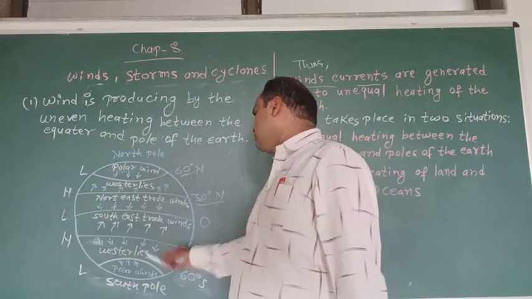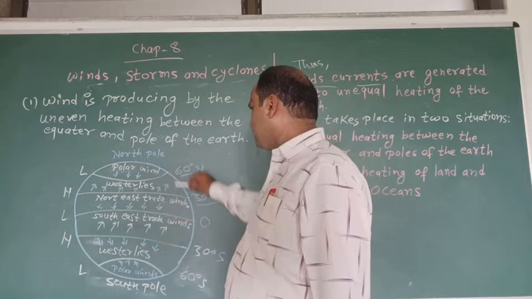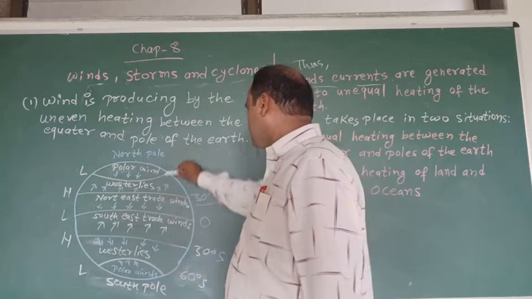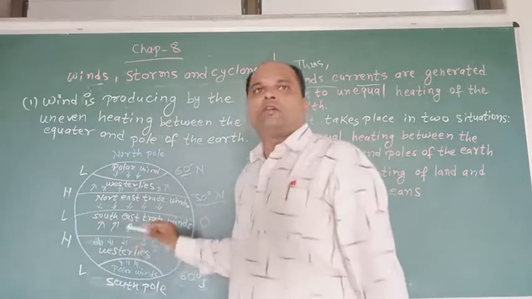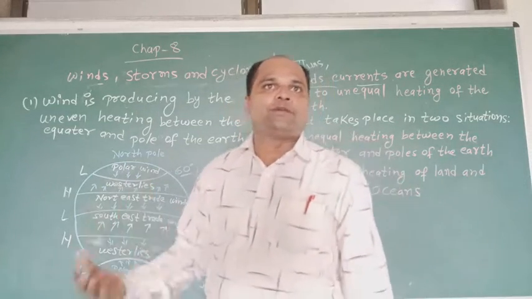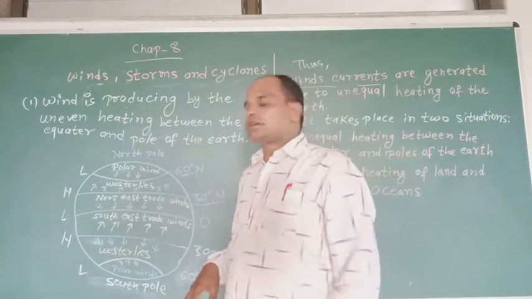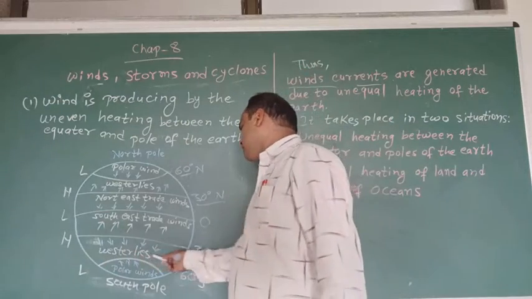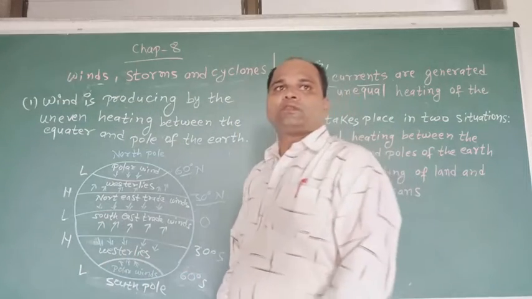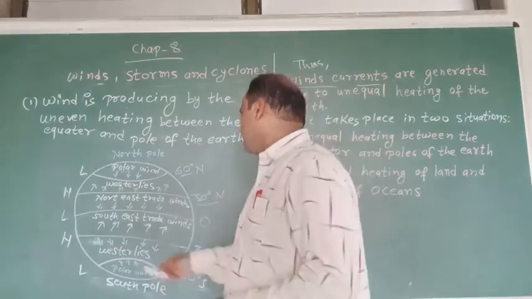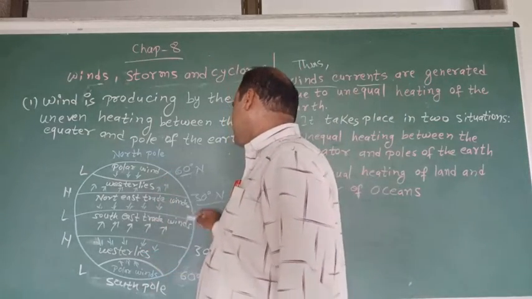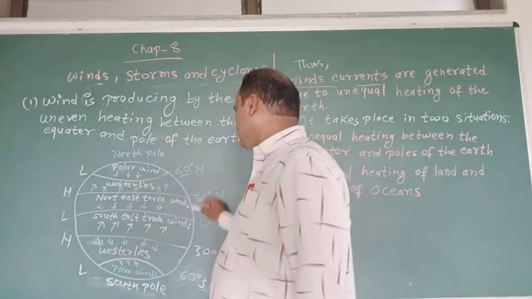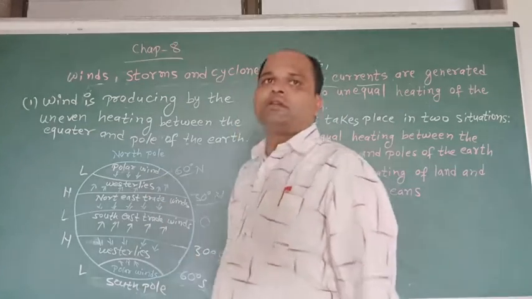So this is 60 degree south and this is 60 degree north. This is equator to 60 degree south, and equator to 60 degree north. These latitudes are called the westerlies, okay. That's clear. So again, this area is the westerlies, equator to 60 north and equator to 60 south, westerlies, okay.